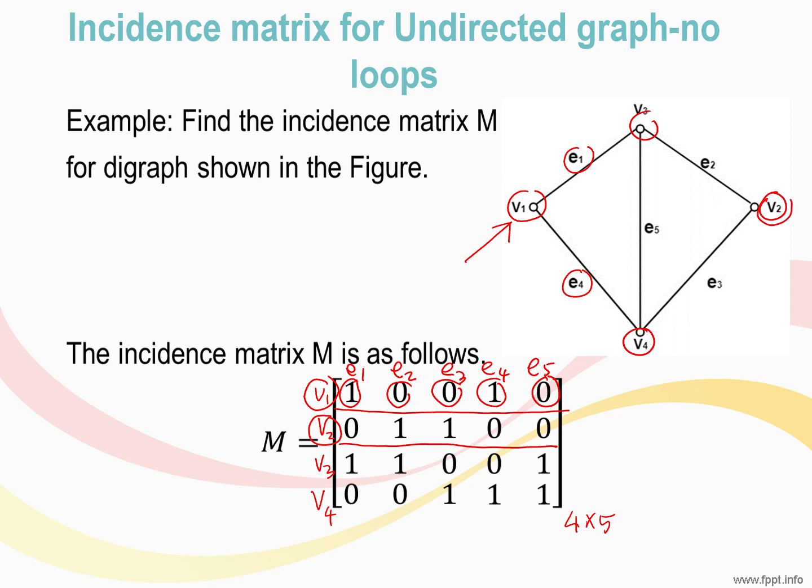This is the vertex V2, and from the graph, as you can see, V2 is incident to E2 and E3. Therefore, the element of the second row of the matrix M, especially V2 E2, is equal to 1, V2 E3 is equal to 1. Other than that, it is equal to 0. You can use this procedure to find the entries for the third row and the fourth row of the incident matrix M.